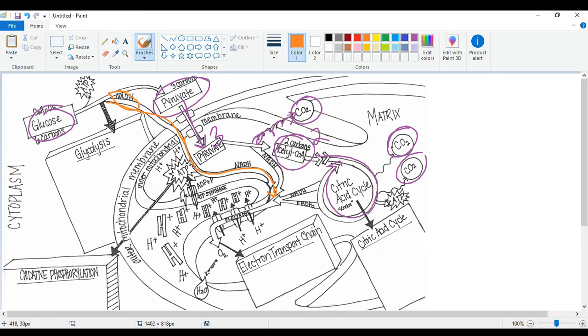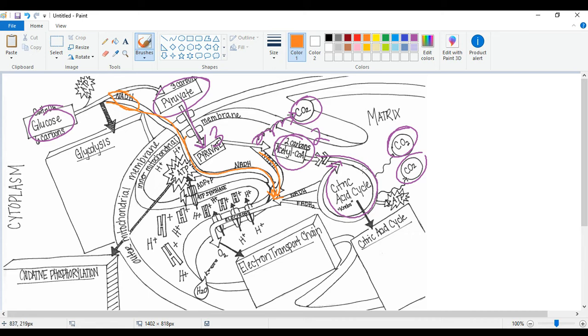Then pyruvate is going to, again, diffuse through the mitochondrial membrane. As we break down this 3-carbon pyruvate into the 2-carbon acetyl-CoA, again, we go from a 3 to a 2-carbon molecule, so we've broken another bond. And so to do that, we had to release electrons, which are picked up by an electron carrier and brought to the electron transport chain.